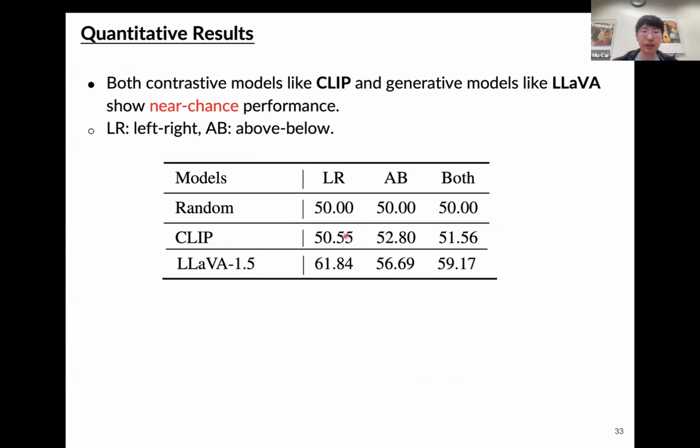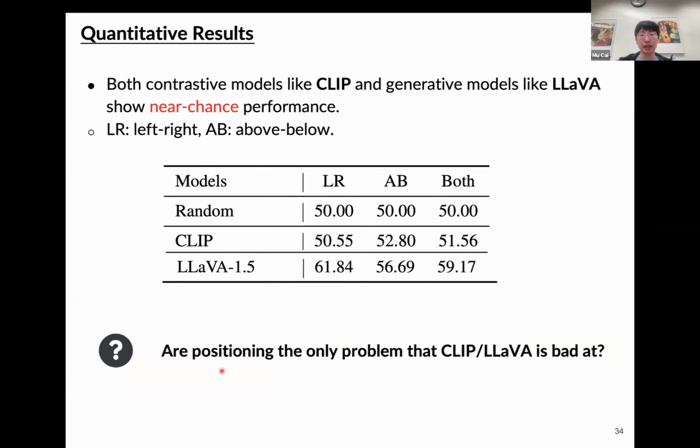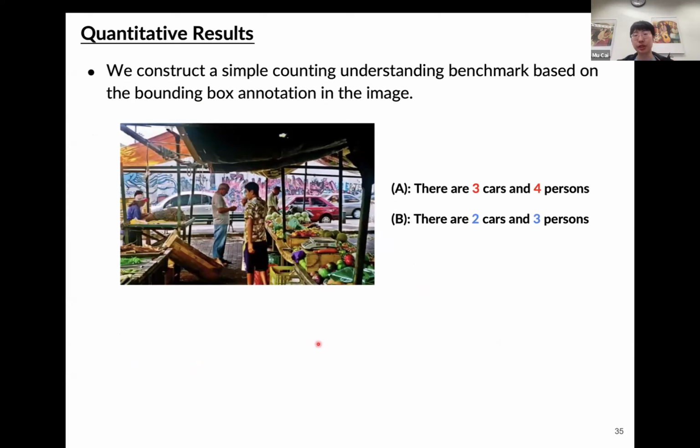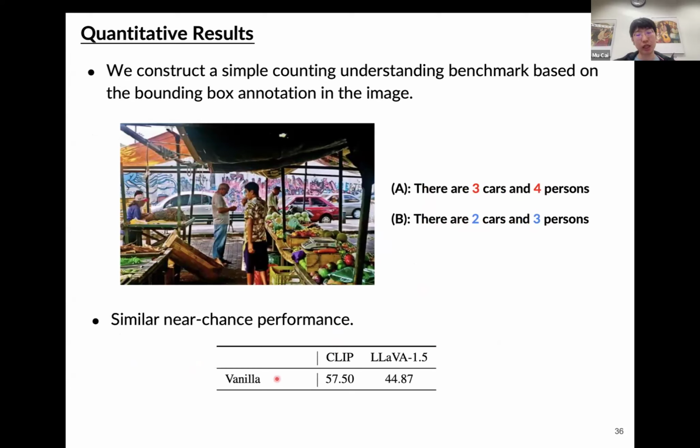And what's our observation here? Our observation is that both models show near random chance performance, especially CLIP. LLaVA is a bit better. And we also found out that positioning is not the only problem that CLIP and LLaVA are bad at. We did more interesting studies, like what if we do counting? The original annotation is three cars and four persons. We reduced it to two cars and three persons. Can CLIP and LLaVA distinguish which option is correct? The answer is no. Random chance performance is 50. CLIP is a little better. LLaVA is a bit worse, but they are far from a decent accuracy.